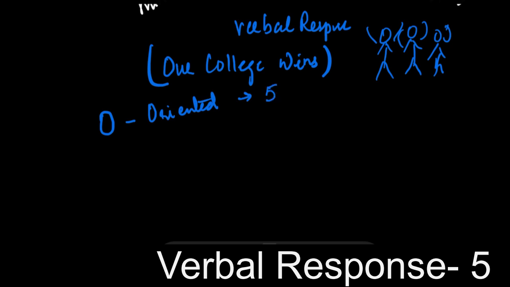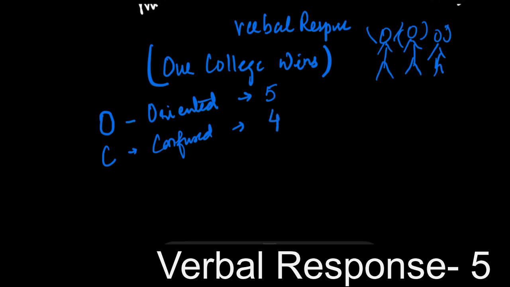Okay, the second thing is C, for confused. I will ask the patient, where are you? The patient will not say simply that I'm in the hostel. Instead, the patient will say maybe I'm in a garden or maybe I'm in a park. So the patient seems to be confused. We will give a score of 4.